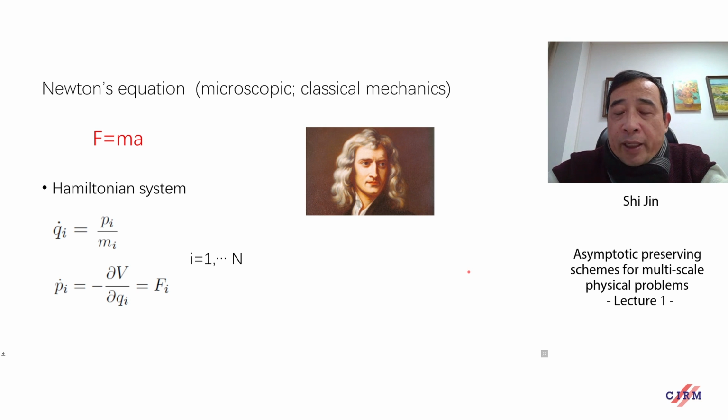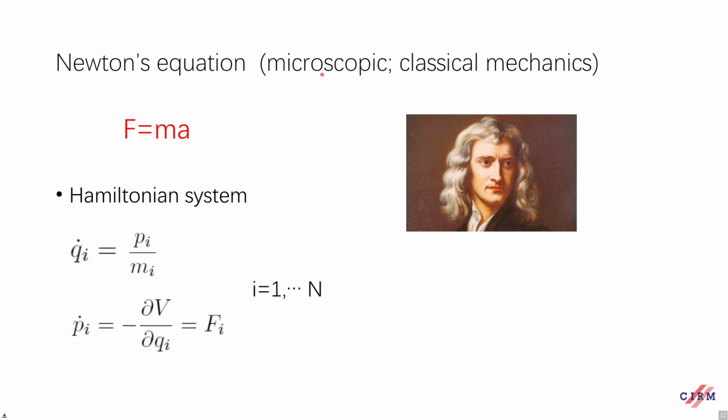And okay, now we start with classical mechanics, Newton's equation. If handling quantum dynamics is too much, let's see what happens at the classical level. That's the so-called microscopic scale, and the fundamental equation is something we learned already in high school. It's Newton's second law, F equals ma. So here we consider a lot of molecules, a lot of particles, n of them. They are governed by this Newton's second law.